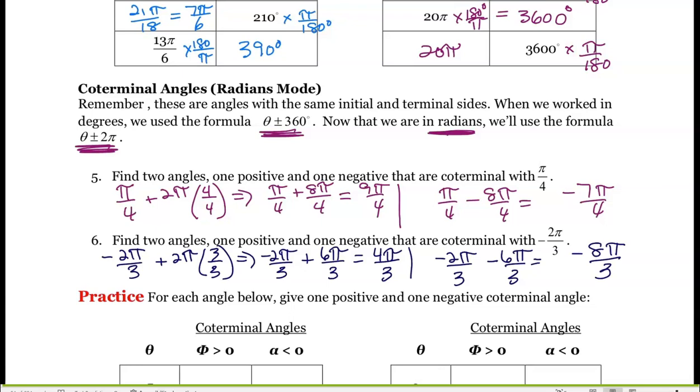So I have 4 pi and negative 8 pi. I'm good. Okay, so this is what I have for my answers. I have positive 9 pi over 4, negative 7 pi over 4, positive 4 pi over 3, and negative 8 pi over 3. So this was a key thing. Definitely know how I'm doing this, because you've got to be able to add fractions. In order to add fractions, you need to have the same denominator.